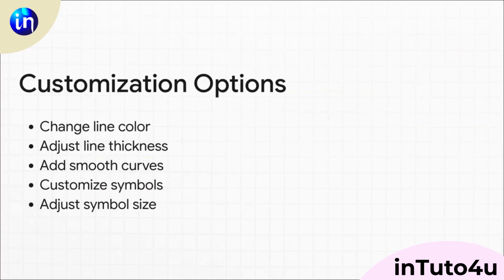And inside this window, you have total control. You can change the line color, maybe to match a specific style guide. You can make the line thicker so it really stands out on a projector screen. You can smooth out the curves, which can really help you see an underlying trend more clearly. And of course, you can customize the symbols to make sure your data is super distinct and easy to read.